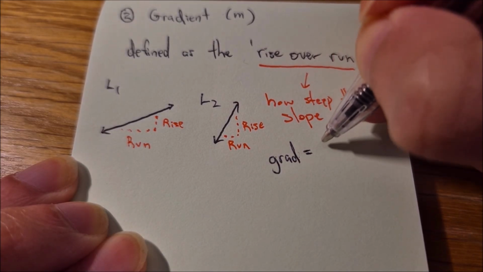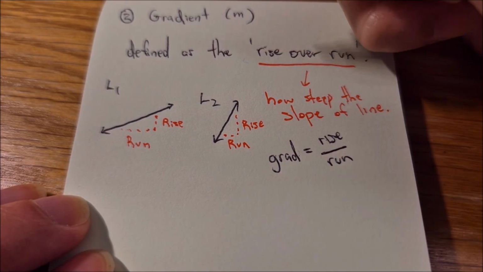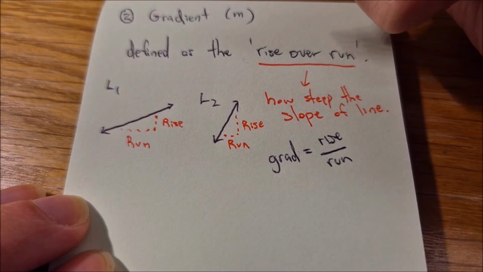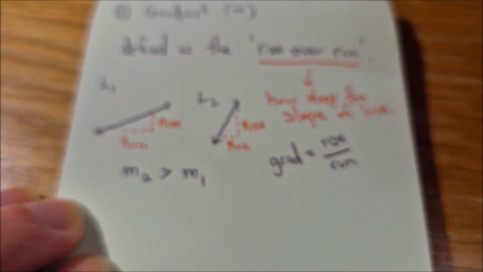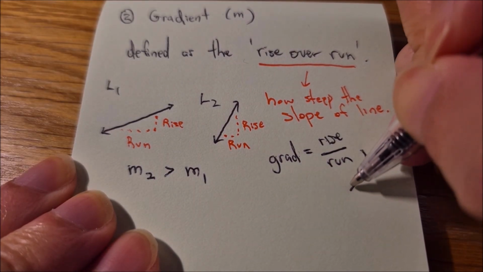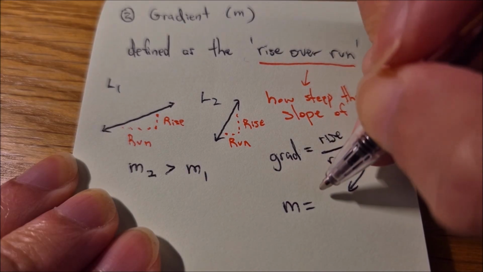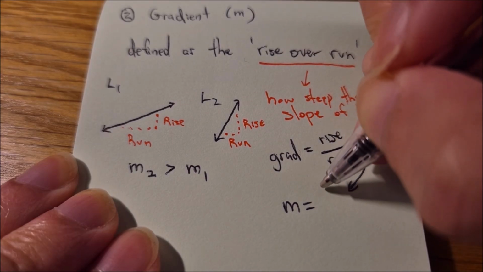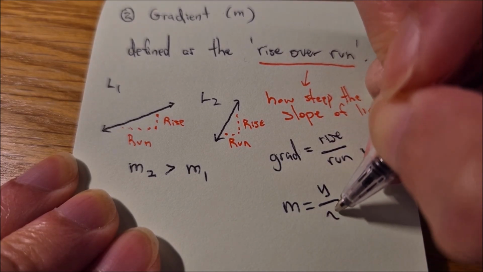Gradient is rise over run, and if you remember, it was written as m, so in a more concise way we can write that m2 is greater than m1. And a more concise way of rewriting this rise over run would be m is simply equal to rise, which is your y distance, divided by your run, which is the x distance.